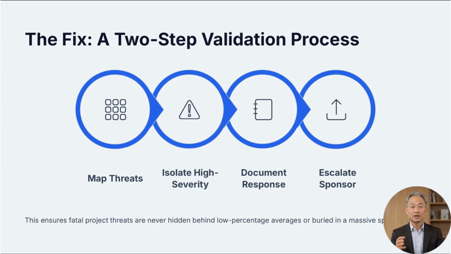To avoid this trap in my current projects, I implement a strict two-step validation process within our project risk management framework. Step 1 requires mapping every single identified threat onto a 5x5 probability and impact matrix to isolate high-severity outliers, regardless of their statistical probability. Step 2 dictates that any risk falling into the highest impact column must have a dedicated risk response strategy documented in the risk register and escalated directly to the project sponsor. This ensures that fatal project threats are never hidden behind low percentage averages or lost in a massive spreadsheet.